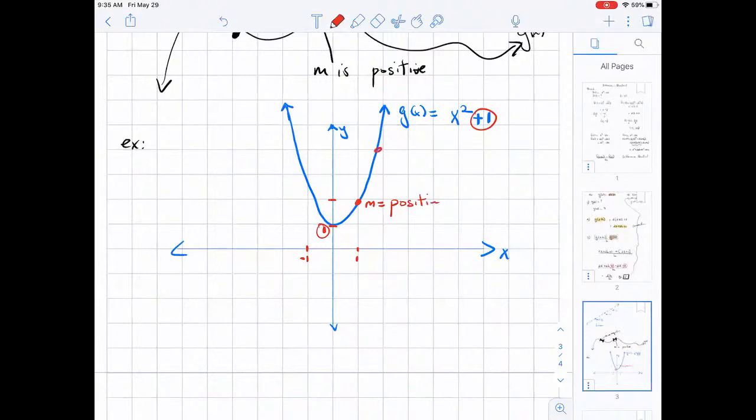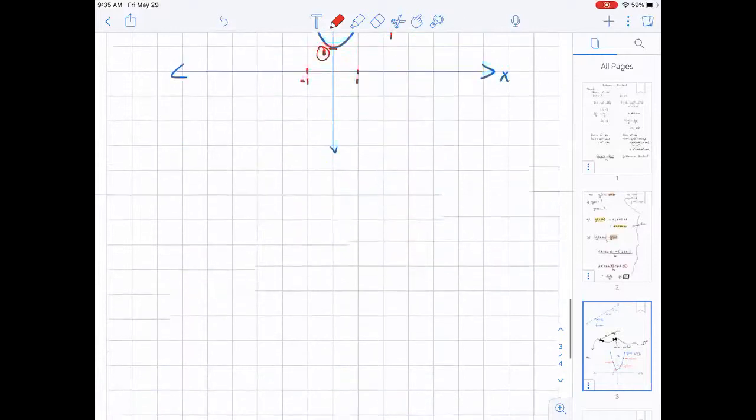If I ask you what is m here, what will you tell me? m is positive. If I ask you what is m over here, what do you tell me? m is negative. Now, so that's from a picture perspective.